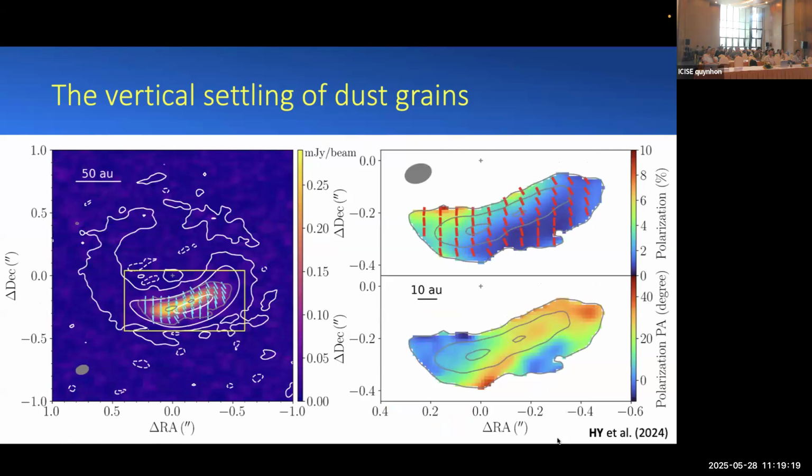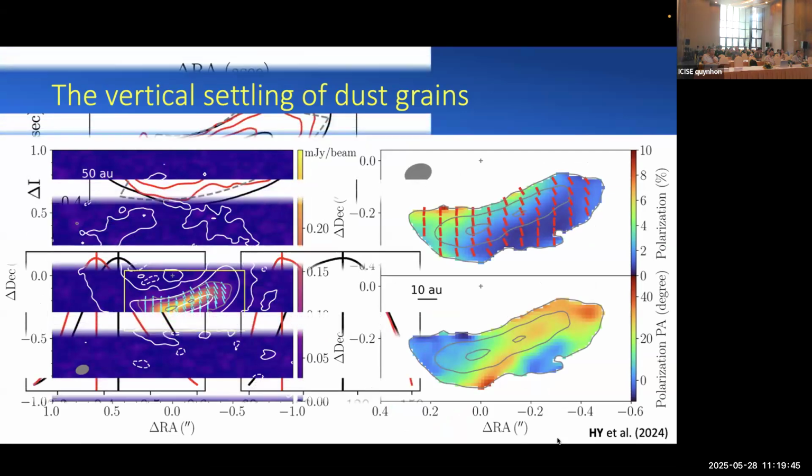So in the IRS 48 system, we observe very high resolution polarization, and the polarization is mostly along the azimuthal direction, along the inclination. Although this is not a full disk, we know the inclination, and this is perpendicular to the minor axis of the inclination. But you do see a radial contrast in the polarization fraction. The inner part is more polarized than the further part.